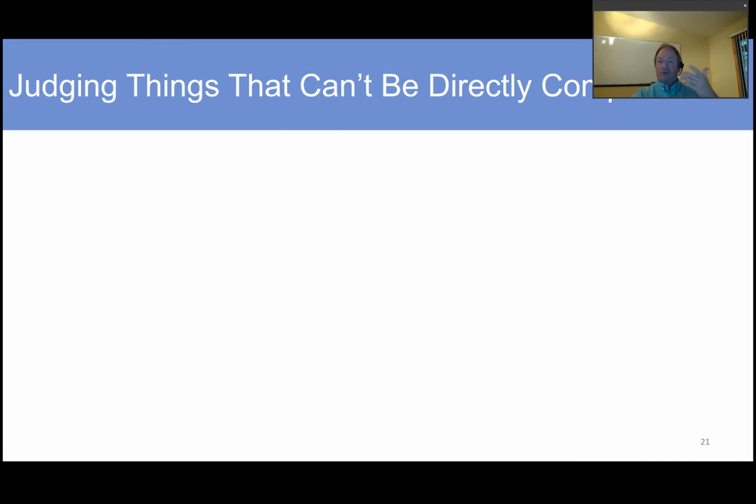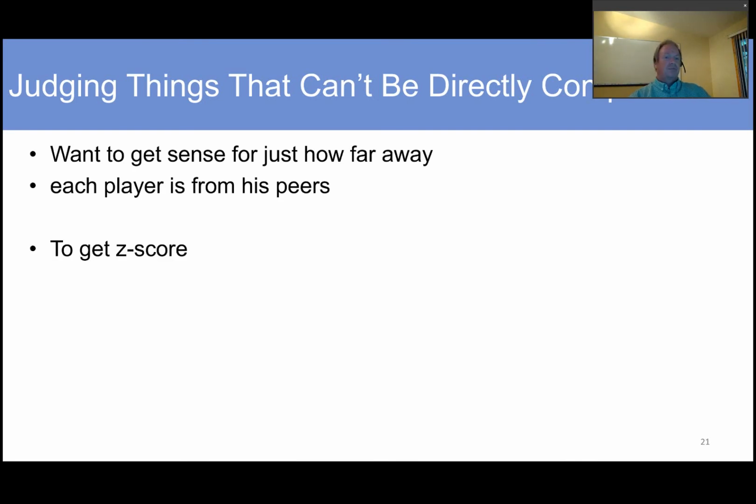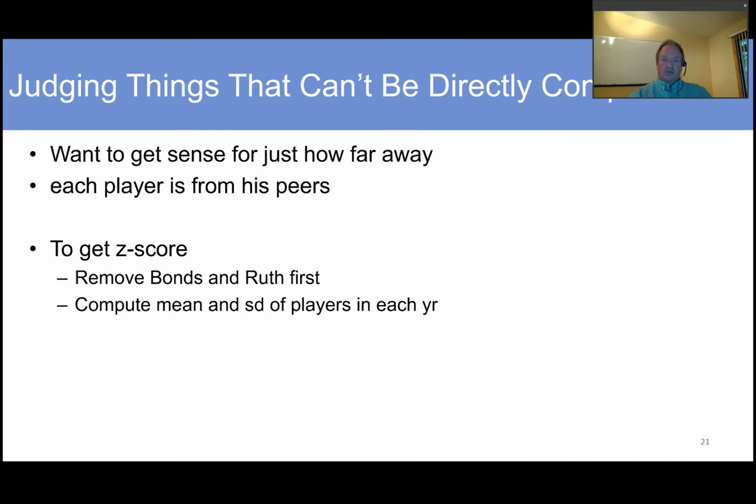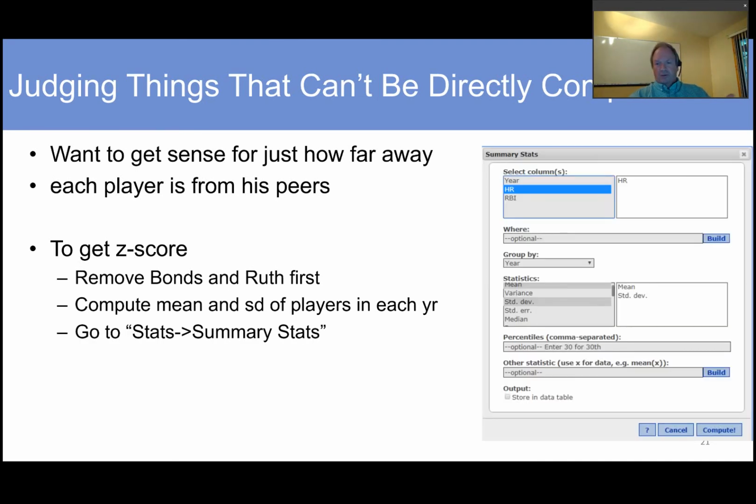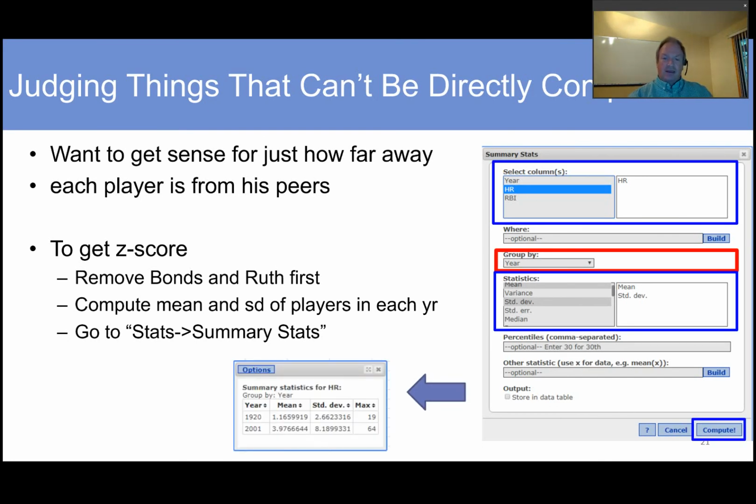Now, we could compute z-scores, right? How many standard deviations was each player away from their peers? To get the z-score, we're going to remove those individuals first, then compute the mean and the standard deviation of the remaining players for each year, which we can do, of course, in StatCrunch. I won't bother to do it. What we're going to find is the mean and the standard deviation for the home runs in each of those years. And you can see that the mean number of home runs is actually really low. It's around 1 in 1920, and only around 4 in 2001.